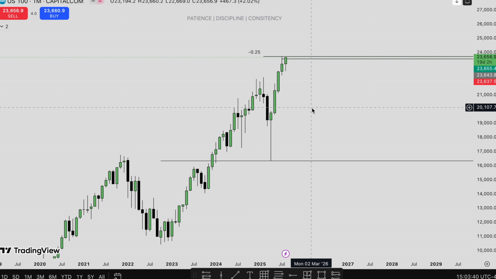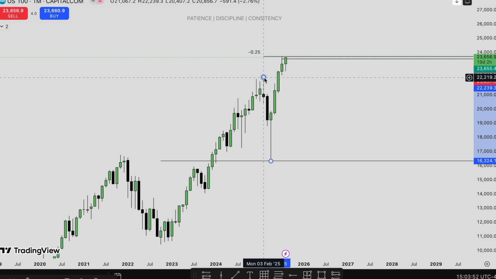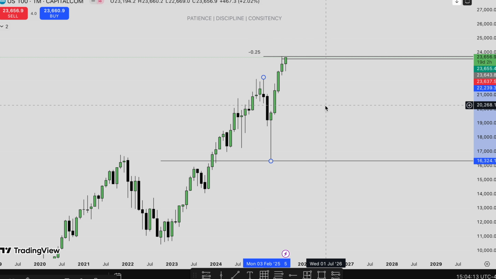And then my draw on liquidity for this month has been the 0.25 standard deviation level. So I anchored from this high to this low, and I have marked the 0.25 standard deviation level, and that is my current draw on liquidity for the month. It was my draw on liquidity for the previous month, so I am looking for price to reach into this level, meaning I am bullish on the high time frame.